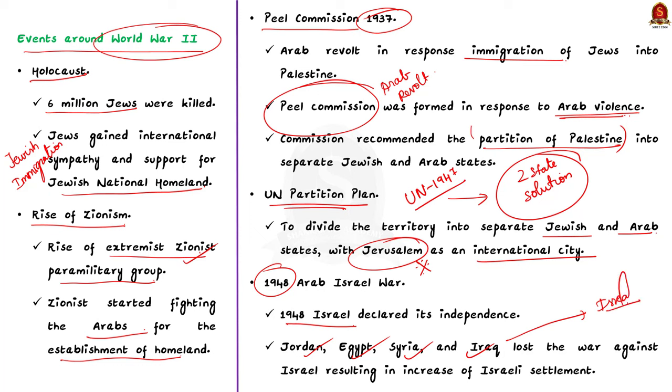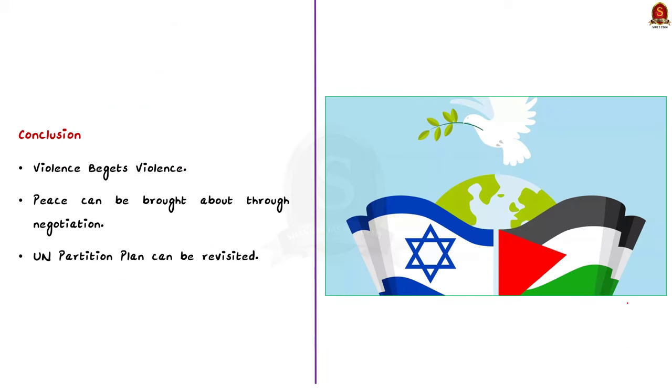This conflict resulted in the displacement of hundreds of thousands of Palestinians. So this war also marked the beginning of the Israel-Palestine conflict. In this 1948 war, Israel won and occupied more territories from the surrounding countries. So these are some of the points you can write to address the second part of the question.